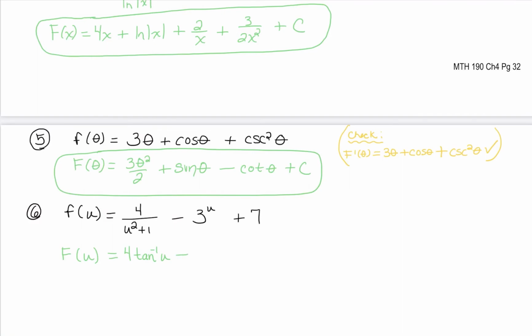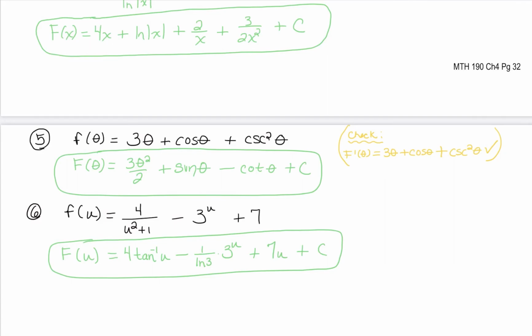And then the antiderivative of 3 to the u is going to be 1 over natural log of 3 times 3 to the u, and then plus 7u, and then plus our arbitrary constant. So again, if there are ones that you're not as familiar with, run that check. If you're not sure, you're feeling uncomfortable, especially as you're first working with these, the check is a good idea.